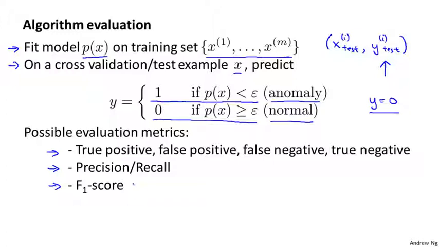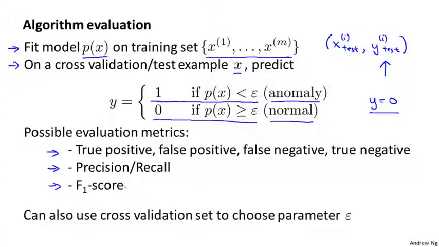And so these would be ways to evaluate an anomaly detection algorithm on your cross-validation set or on your test set. Finally, earlier in the anomaly detection algorithm, we also had this parameter epsilon. Epsilon was the threshold that we would use to decide when to flag something as an anomaly. And if you have a cross-validation set, one way to choose this parameter epsilon would be to try many different values of epsilon, and then pick the value of epsilon that, let's say, maximizes the F1 score, or that otherwise does well on your cross-validation set.